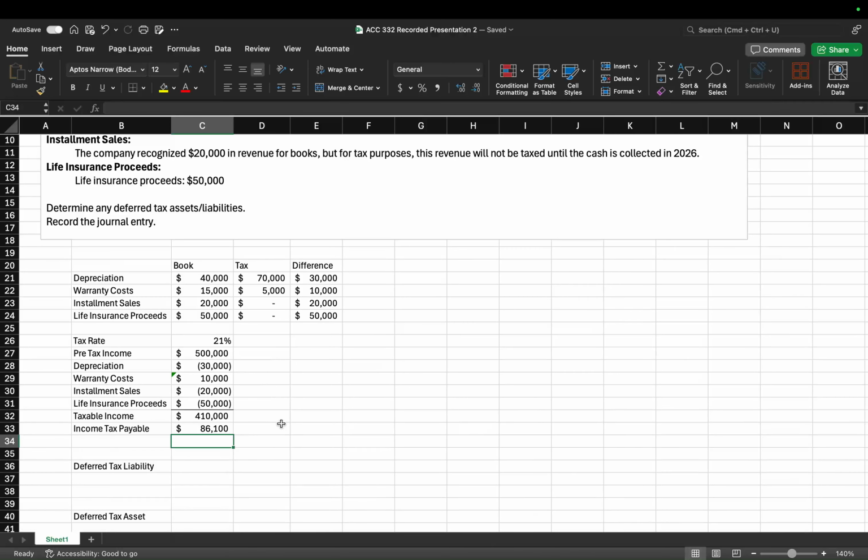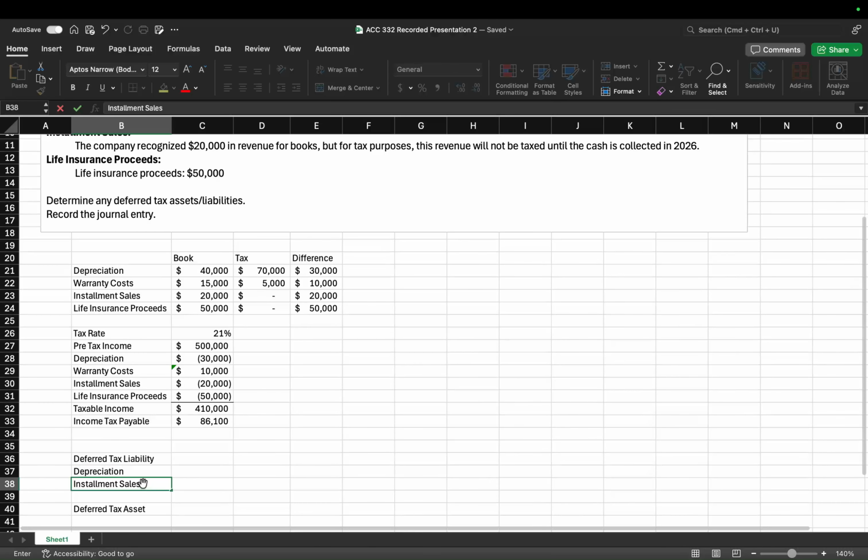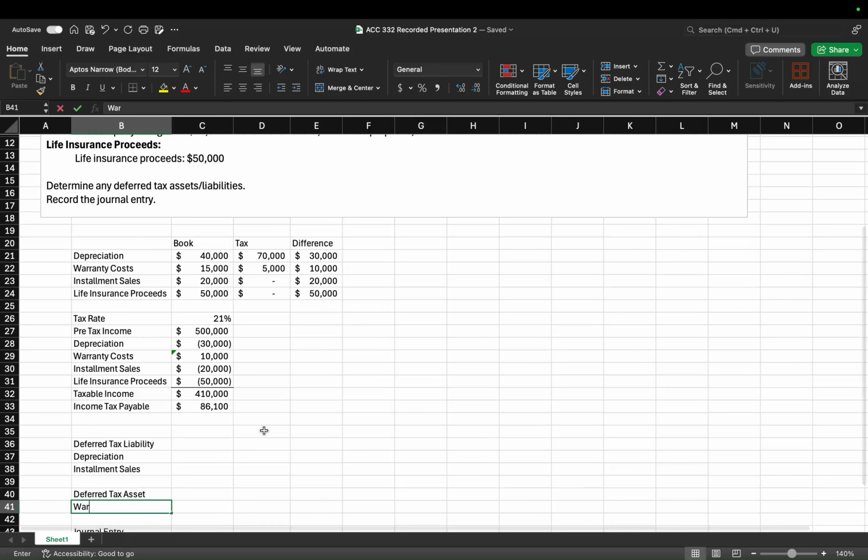Cool. So now we want to figure out our deferred tax assets and liabilities. So we know depreciation, warranty costs will create... I'm sorry, not warranty costs. The installment sale. These will create our deferred tax liabilities, and then the warranty costs will create our deferred tax assets. And then again, note how we're not putting life insurance proceeds under deferred tax liability because it's permanent. It doesn't reverse itself out.